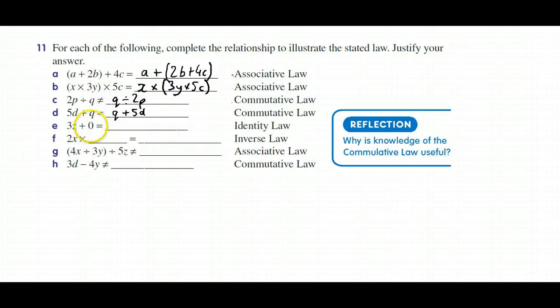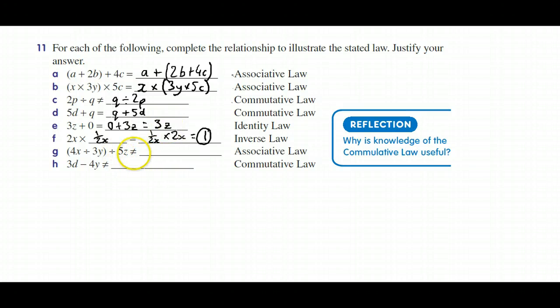The identity law says that if we're adding 0 to something, then we can swap it around and it will still be the same thing. It's not going to change what it is. It will be equal. For the inverse law, if we've got multiplication, the inverse of 2x is 1 over 2x, and that's going to be the same even if we reverse the order. So if we put 1 over 2x first and then times it by 2x, in both cases it's going to be 2x divided by 2x, which will equal 1, and both of these will equal 3z.